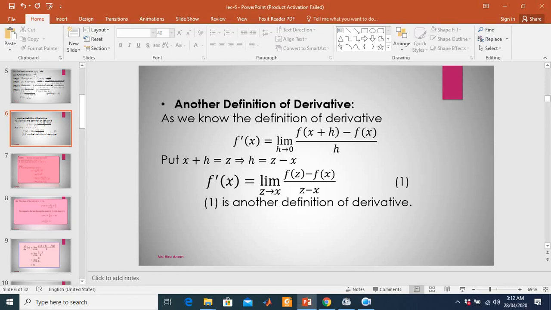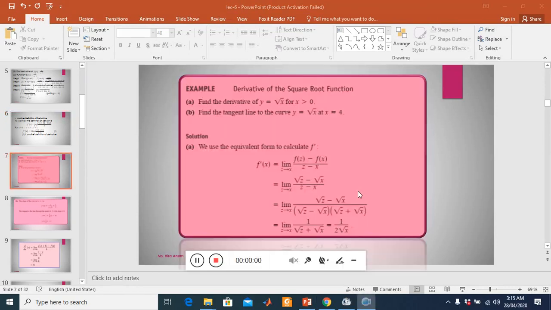Now you can see another definition of derivative. Then the remaining value is 1 over radical z plus radical x. When limit z approaches x, putting the value of z equals x, it becomes 1 over radical x plus radical x, which equals 1 over 2 radical x.